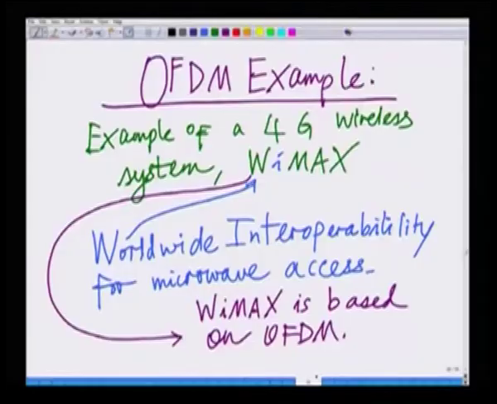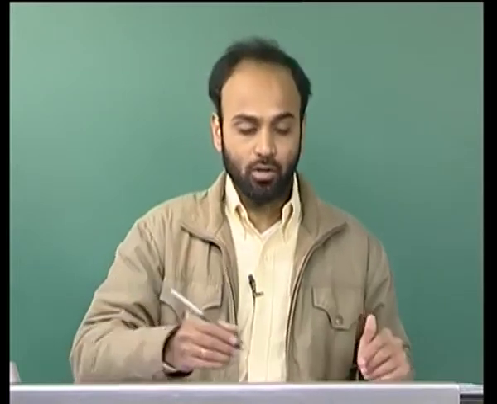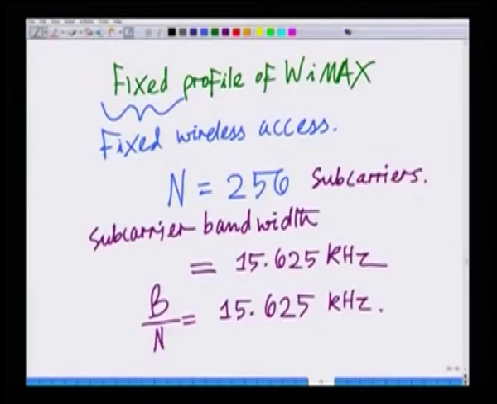And finally, we started to look at an example of an OFDM system. We considered a 4G WiMAX scenario. We said WiMAX is the 4G standard, a 4th generation wireless communication standard, and we started looking at a fixed profile, that is, WiMAX has several profiles. We started looking at one of the profiles, which is a fixed profile of the WiMAX standard. So, let us continue with that example.